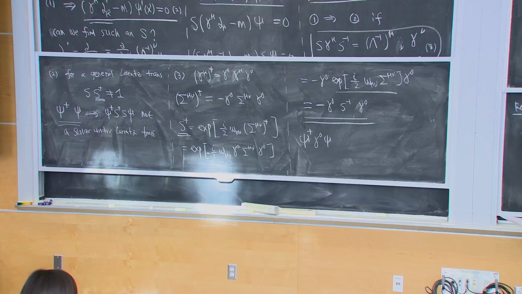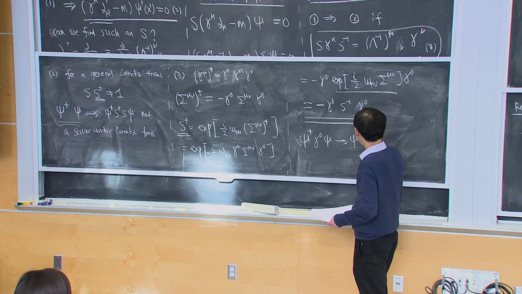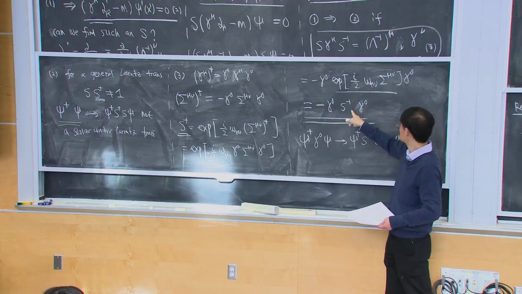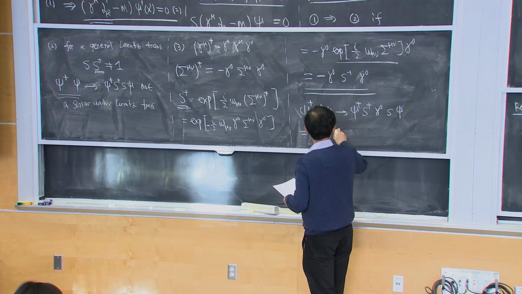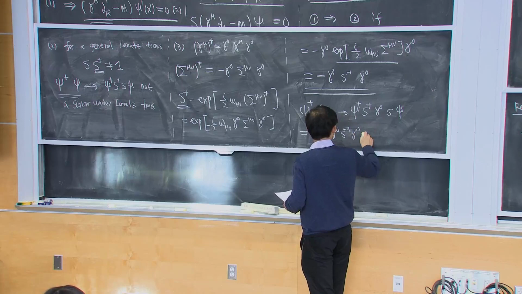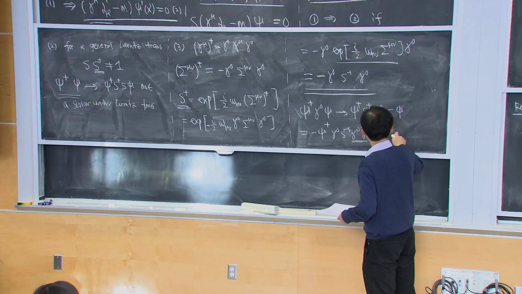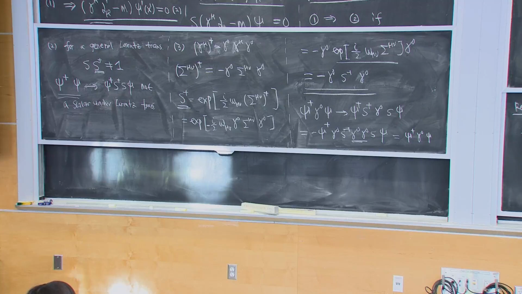So now let's take a look. When you do a transformation, this gives you psi dagger, S dagger, then gamma 0, then S psi, on the Lorentz transformation. And now you plug S dagger equal to this into here. You just get minus psi dagger, gamma 0, S minus 1, gamma 0, then gamma 0, S psi. So this gives you minus 1, which cancels with the other minus 1, and S cancels with S minus 1, and then you have psi dagger, gamma 0, psi. So this is Lorentz invariant. So now we find a nice Lorentz invariant quantity.